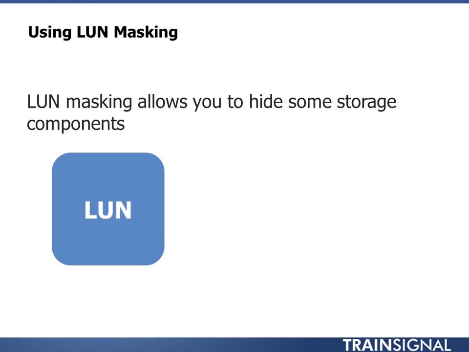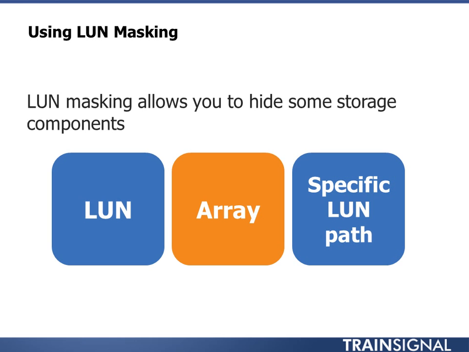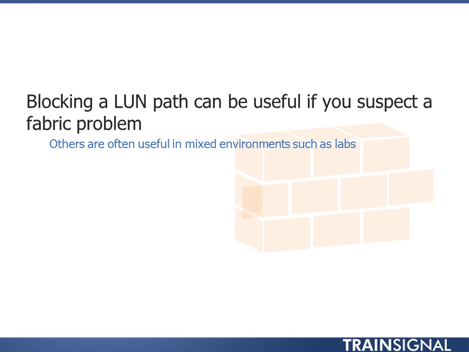And here's LUN masking. LUN masking allows you to hide some storage components, such as a LUN, an entire array, or a specific path. Blocking a LUN can be useful if you suspect a fabric problem. It's also often useful in mixed environments such as labs. You may have a lab with a bunch of different gear, a bunch of different people working, different vSphere environments, and you want to mask LUNs from a storage array while someone else is using them, so you don't see them or accidentally format them.